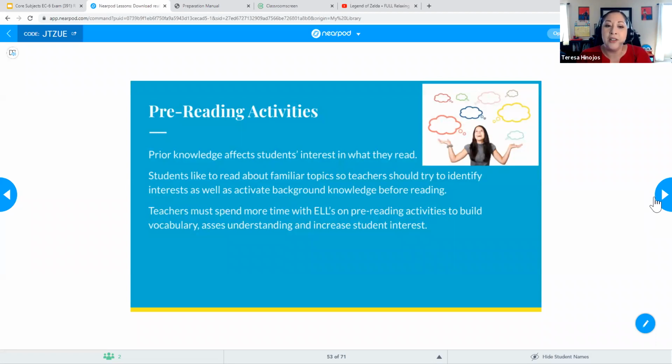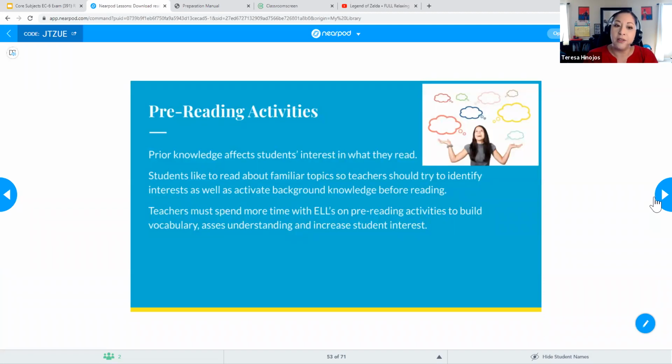And so teachers are going to probably need to spend more time with ELLs, your English language learners, on these pre-reading activities, because there's a lot of things that are going to have to be built. There's a lot of prior knowledge that's going to be needed in order for students to actually comprehend.